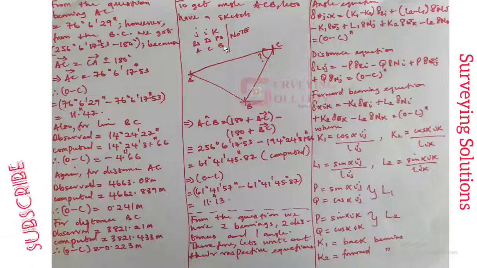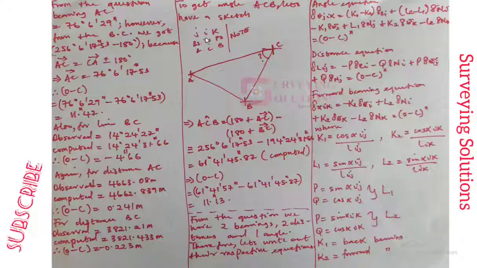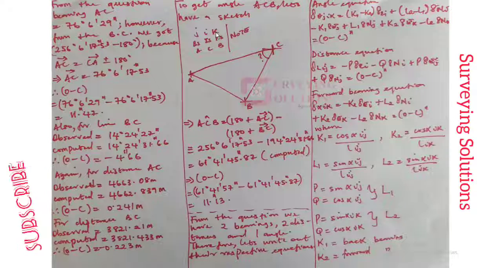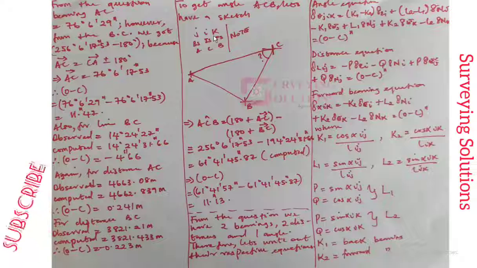B is our foresight. And in adjustment computation, when you are drawing the conventional denotations, you have your instrument station represented with I, your back station represented with J, and then your fore station represented with K. So these are denotations that are used in adjustment computation, or as we have used in our video here, right? Good.